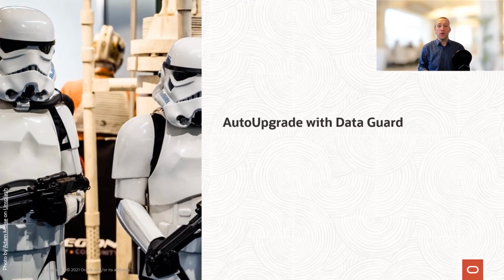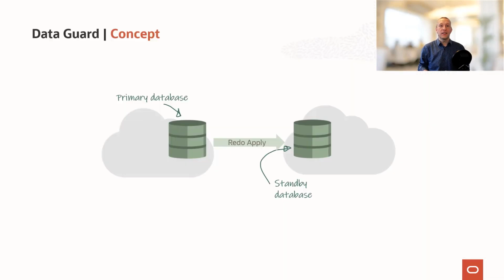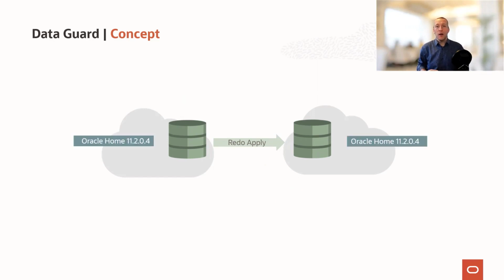Next, we have AutoUpgrade and DataGuard. First, let's have a look at it from a conceptual point of view. This is a straightforward DataGuard environment. We have a primary database that's shipping redo to a standby database that applies it. And both of the databases are running on the old release.